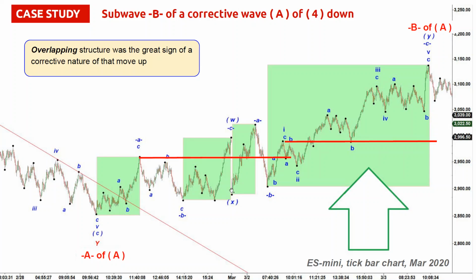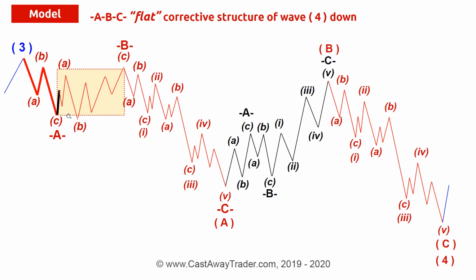You see, subwave C of 3 was supposed to go up higher and higher, not coming back to the area which had already been retested by that drop down. This is why we call it overlapping. We are talking about that structure.